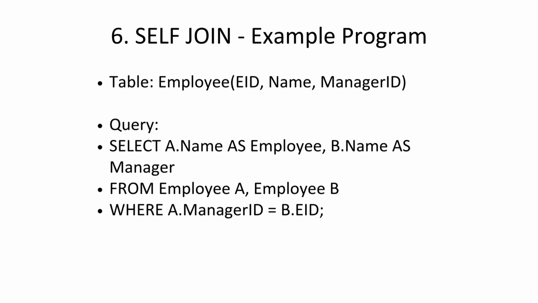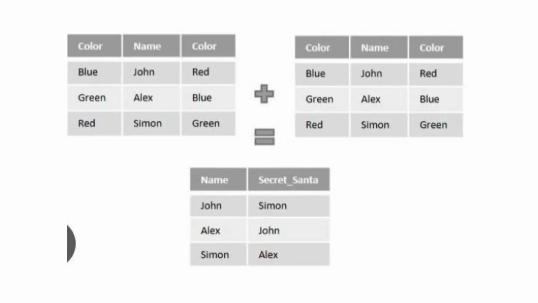Self-join example program. Let's look at this query. SELECT A.name AS employee, B.name AS manager FROM employee A, employee B WHERE A.manager_ID = B.EID; Here we get the name of each employee and their corresponding manager by joining the employee table to itself. This join is often used in hierarchies or recursive relationships.